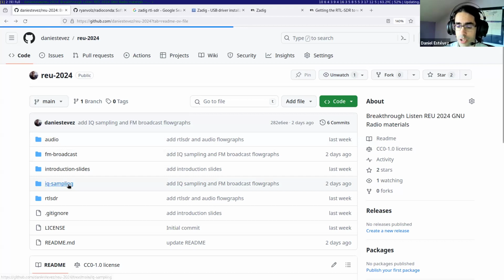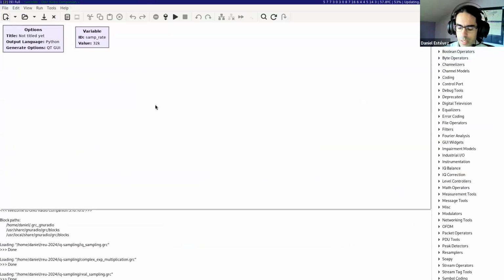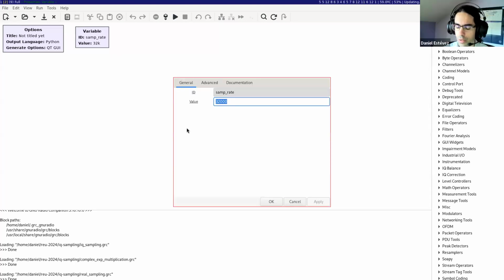So in the IQ sampling folder, I have a few flow graphs. I'm going to start with real sampling, which I already have prepared. I have here a blank canvas, and I want to begin by motivating how the RTL SDR stick works. So we're going to build a model for how this RTL SDR device or any other SDR radio in general might work. So what I'm going to do is to increase the sample rate to something fairly high.